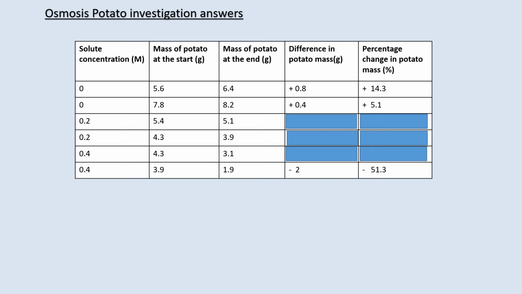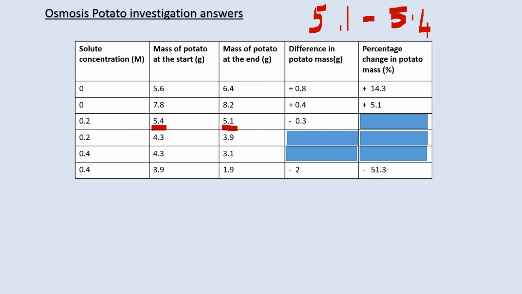Looking at the next one, this time we have got 5.1, our mass at the end, take away 5.4, so we need to have a look what number is bigger. This time it's the other way around, so our mass was bigger at the start and it's got less at the end, so this means that it's going to be a minus number, so your potato has lost weight, so that's going to give you minus 0.3.